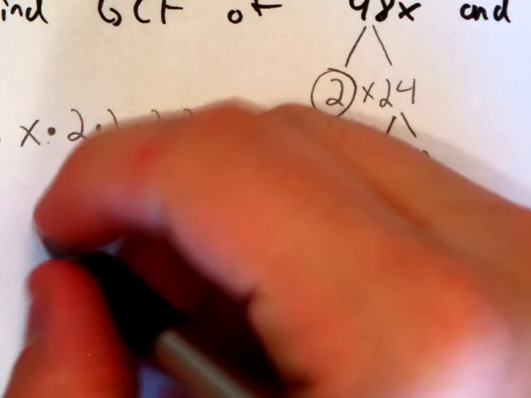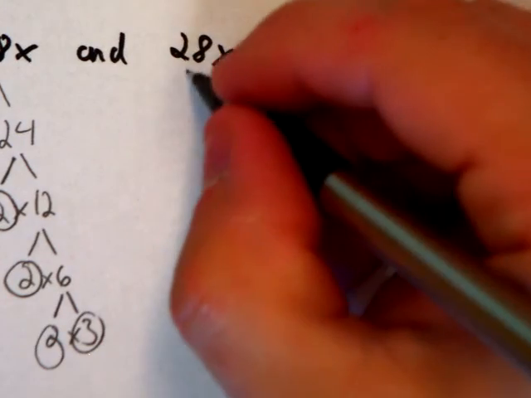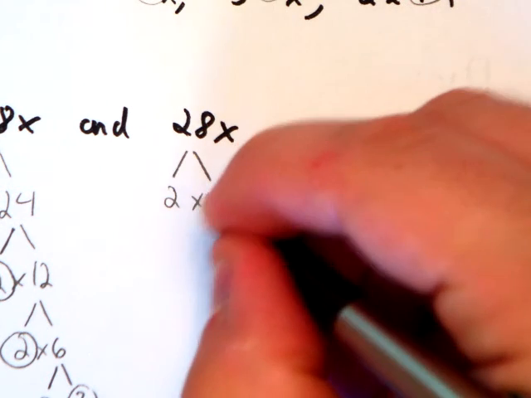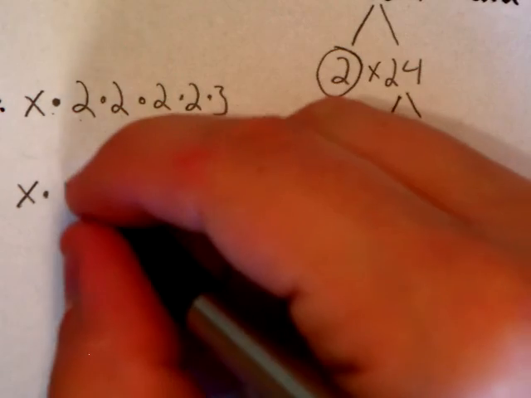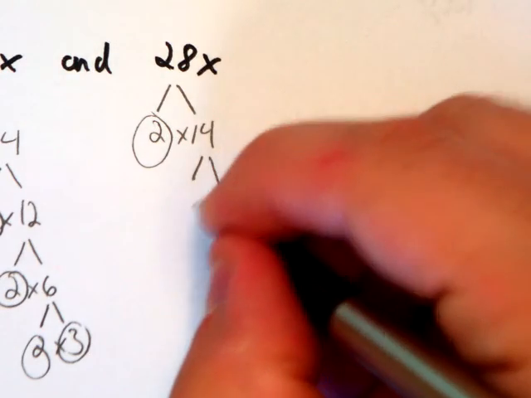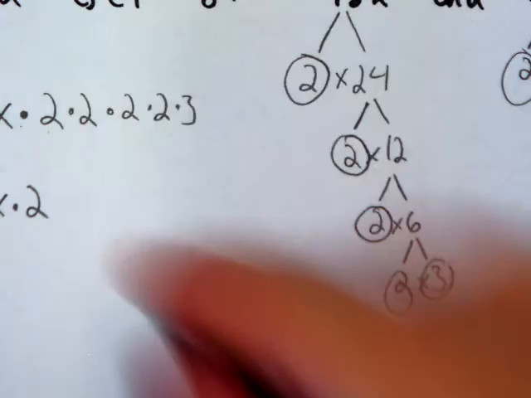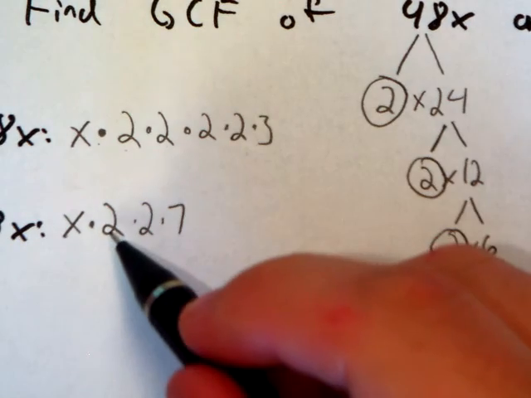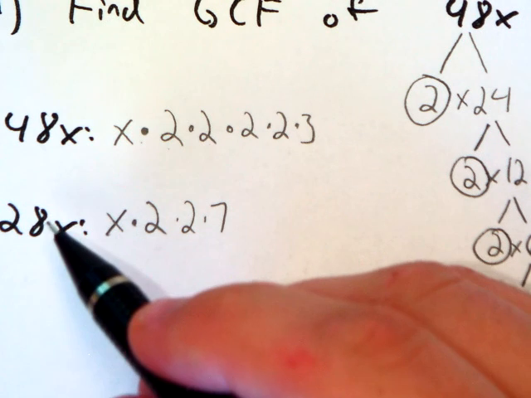We're going to do the same thing for 28x. I'm going to remove the x and look just simply at 28. So 28 is 2 times 14. There's a prime number. We're going to put it right here. 14, we can split into 2 times 7, and both of those are prime. So 2 and 7. And if I do this again, 2 times 2 is 4, times 7 is 28, and 28 times x is 28x.